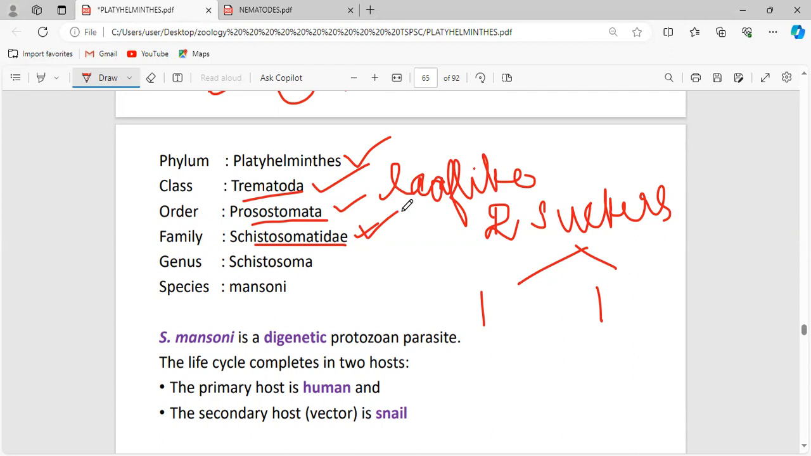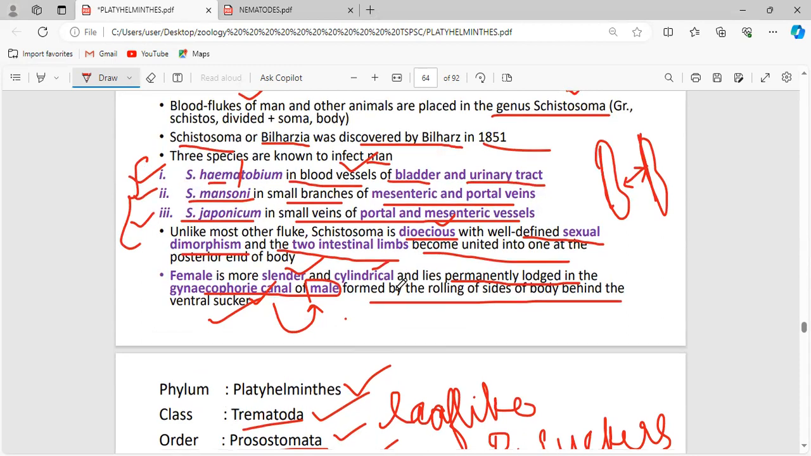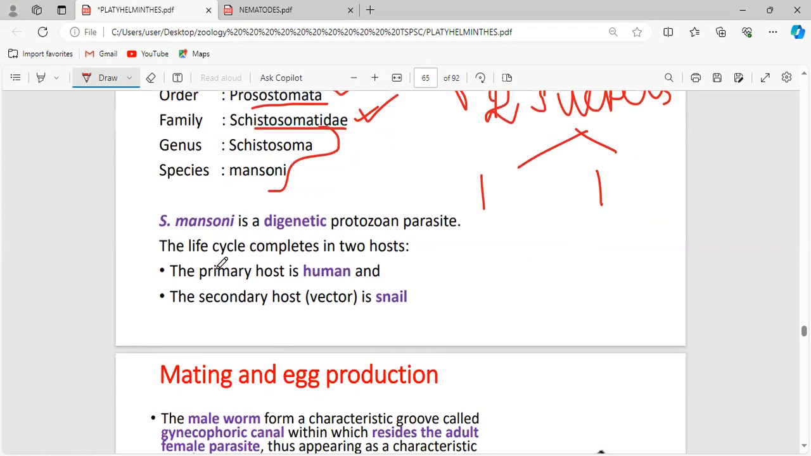And again, there are three different species, right? We have seen Schistosoma haematobium, mansoni, and japonicum. But here we are going to see about Schistosoma mansoni. The first information you have to remember is that Schistosoma mansoni is a digenetic parasite. Clear? Its life cycle is completed in two hosts. The primary host is human and the secondary host is snail. Clear?